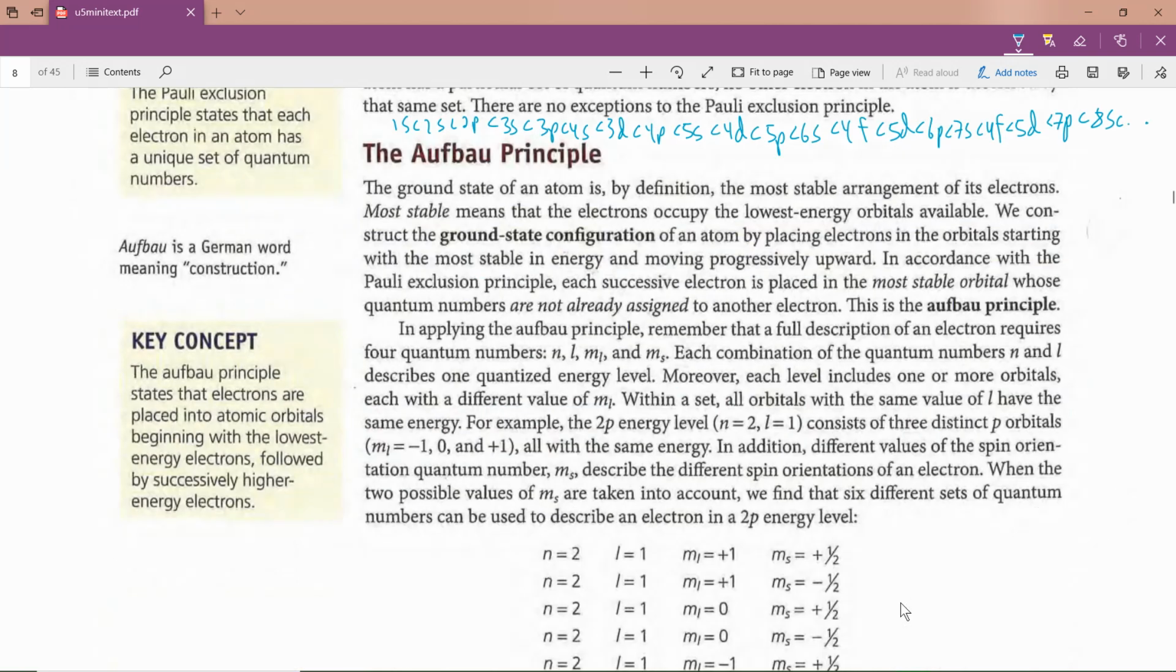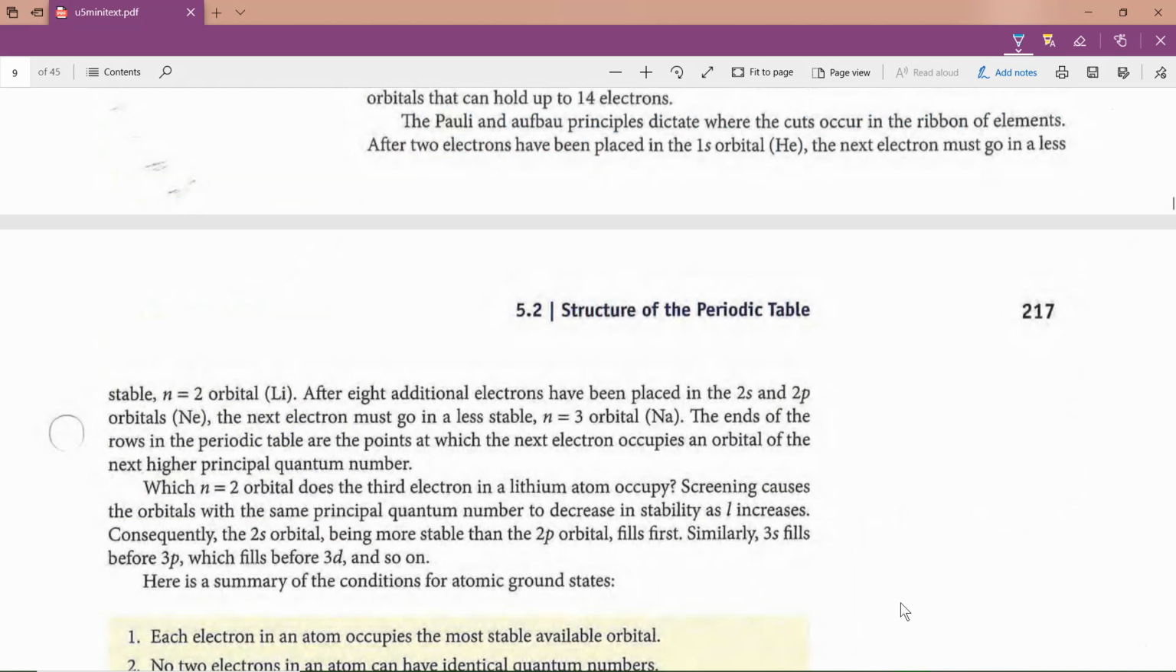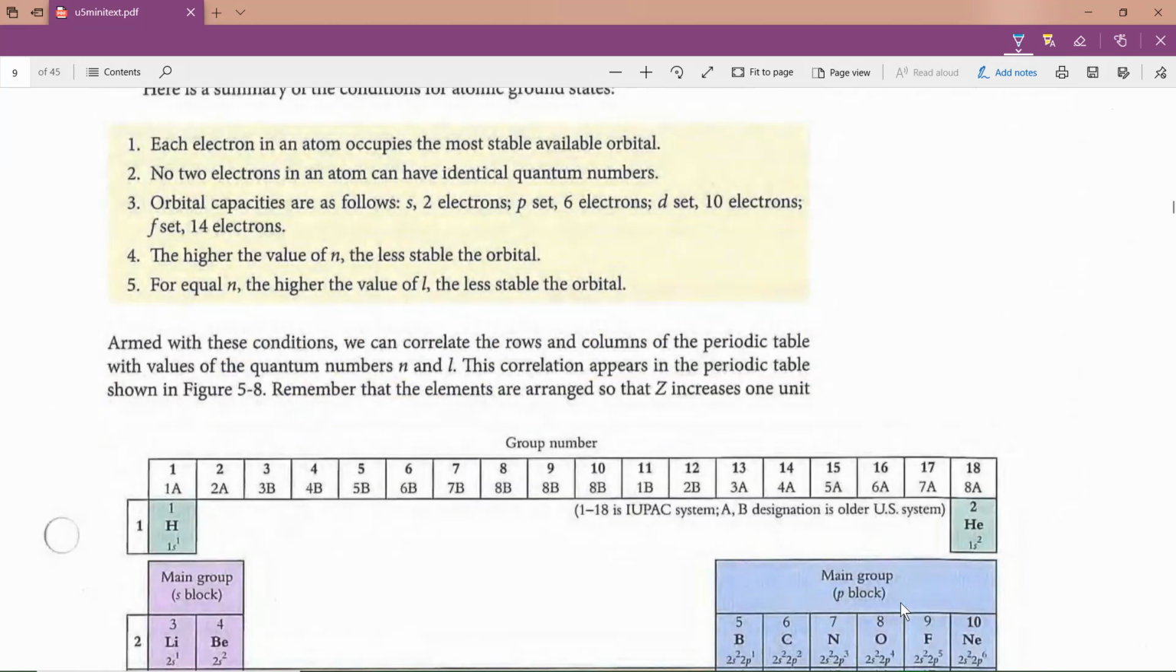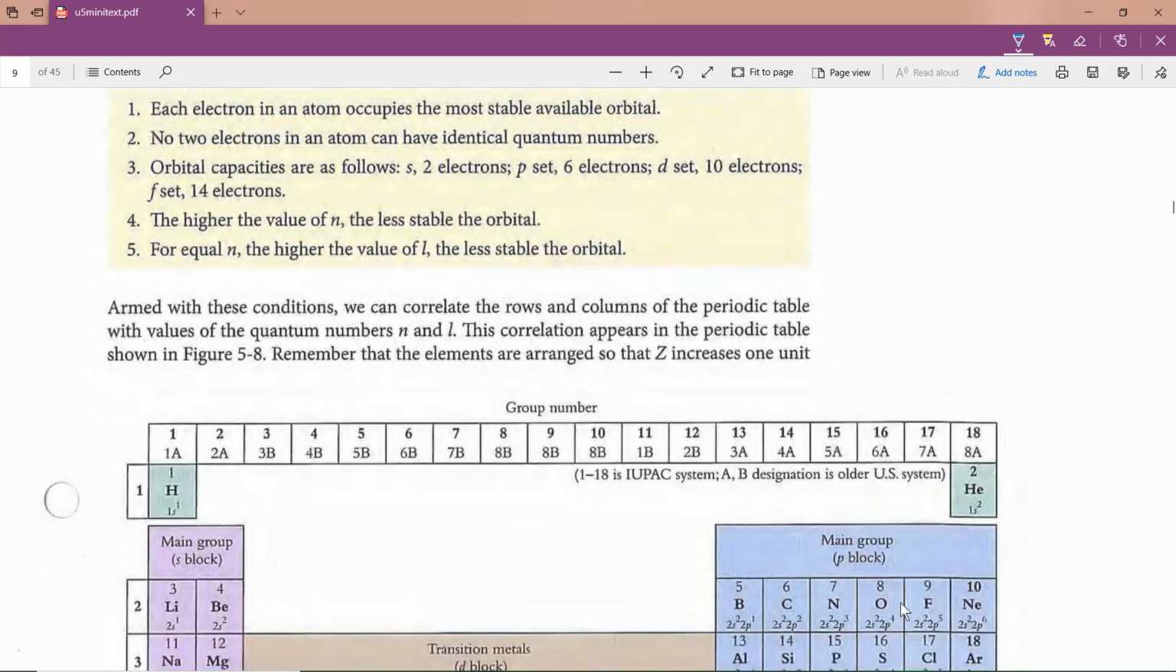Okay, so the ground state is the most stable state. This is just a bit too much data. Here you go. Each electron in an atom occupies the most stable available orbitals. No 2 electrons can have identical quantum numbers. Orbital capacities are as follows. The s subshell is 2 electrons, the p subshell 6 electrons, d subshell 10, f subshell 14. The higher the value of n, the less stable the orbital. For equal n, the higher the value of l, the less stable the orbital.